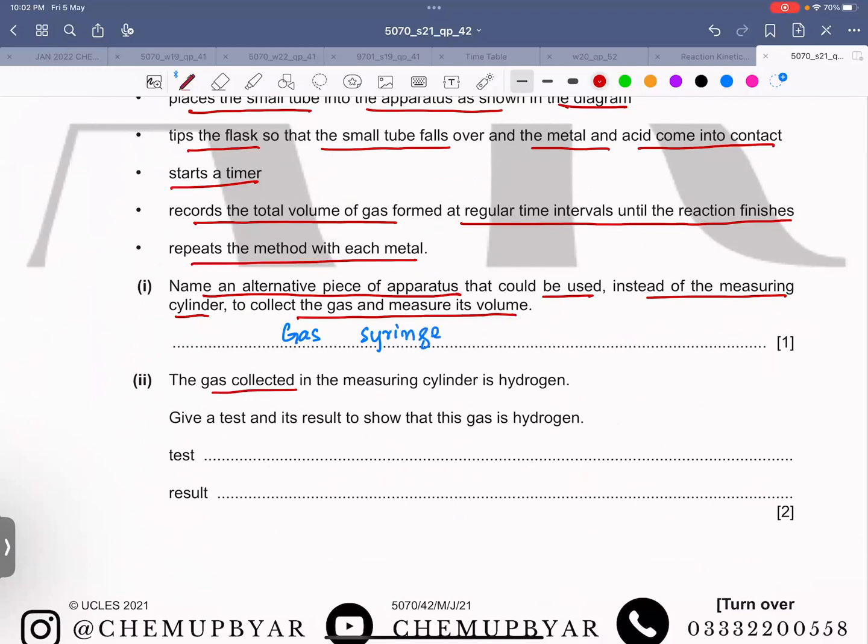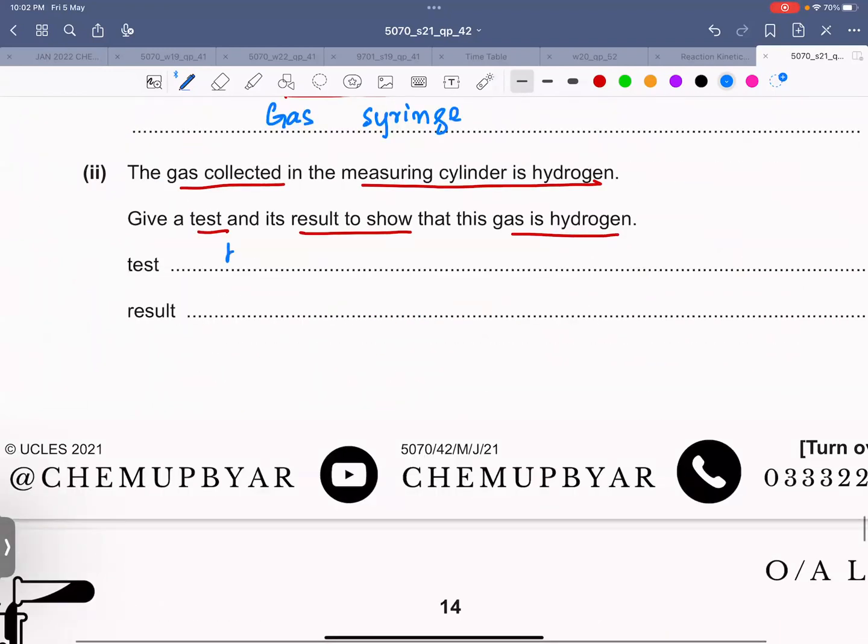Now, the gas collected in the measuring cylinder is hydrogen. Give a test and its result to show this gas is hydrogen. So I think you all must remember the test. Lighted splint. Yeah, burning splint or a lighted splint.